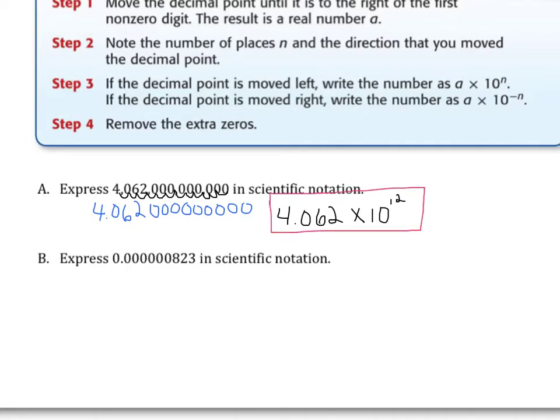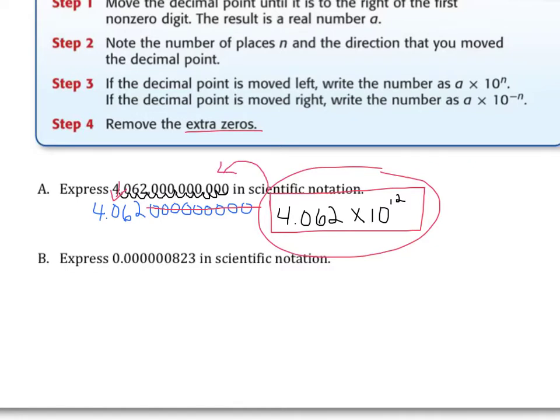And notice we removed the extra zeros, and the extra zeros were only the zeros to the right of our last digit. So we're not going to be removing that 0. If we multiplied all of this out, we would get the same number we started with right here.